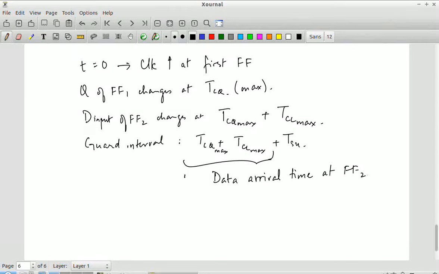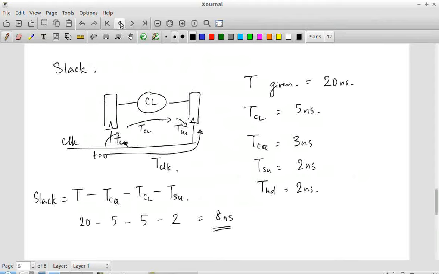We call this the late data arrival time at FF2 because it is the latest point in time when it can reach, because I have taken all the maximum delays. Similarly, there can be an early clock arrival time. In this case, what is the early clock arrival time? It is just T clock itself. But in general, if there had been a buffer on the clock path, then that delay corresponding to the buffer would have got added. Whatever is the minimum delay corresponding to that buffer would also have got added to it. I'll call this the T clock path, buffer delay.